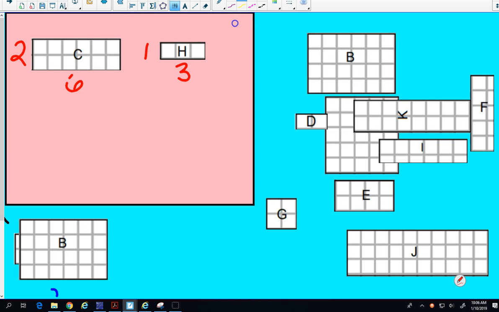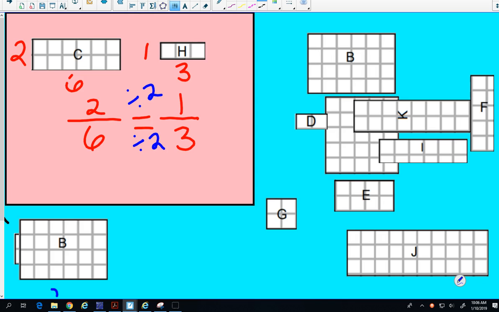So if I write this as a what? Proportion. If I take the side lengths and I write it as a proportion, I can see that they're equivalent because I'm dividing by 2. If I divide the short side of C by 2, I get 1. If I divide the long side of C by 2, I get 3. So we can see that they're proportional. They have the same relationship.